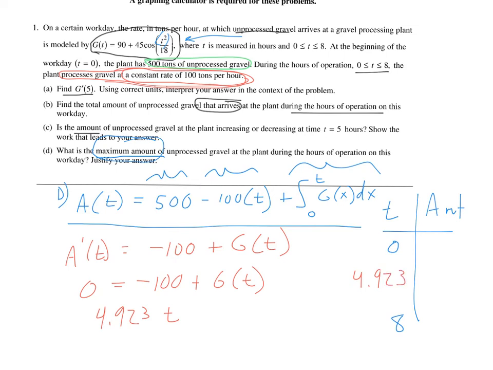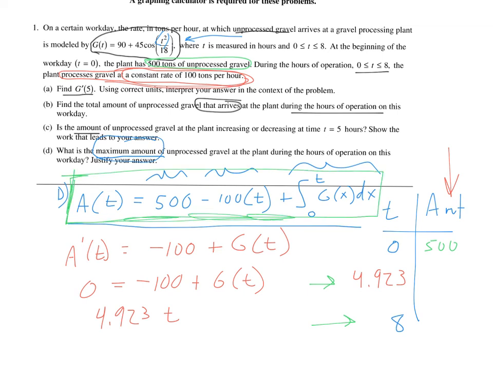But this isn't the end of the question. They want to know what is the maximum amount. So I have to fill in this column on the right. Well, A of 0 is easy because they give that to me. They tell me in the problem A of 0 is 500. When time equals 0, there were 500 tons of gravel on the plant. These other two, I have to use the equation I just wrote, and I'll do this in my calculator. What is A of 4.923? What is A of 8?